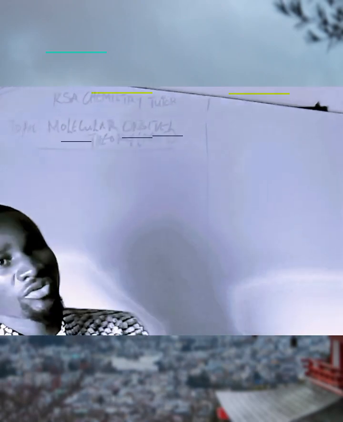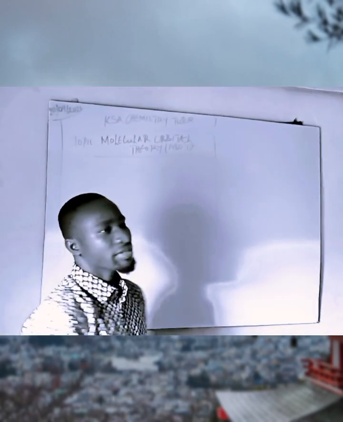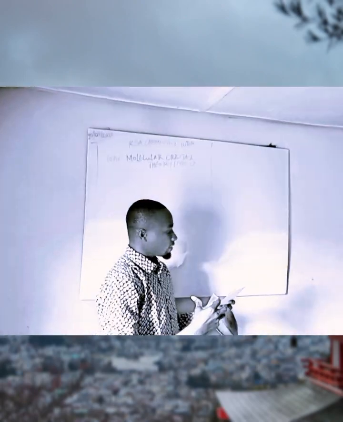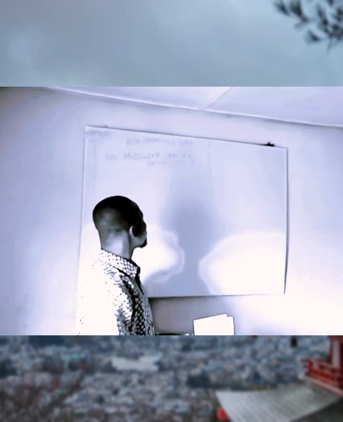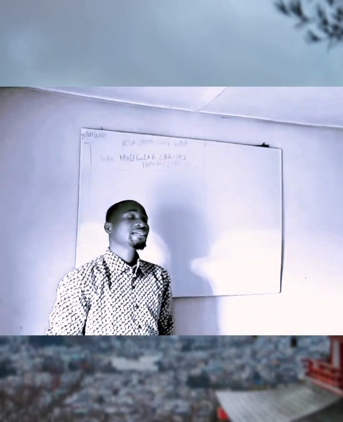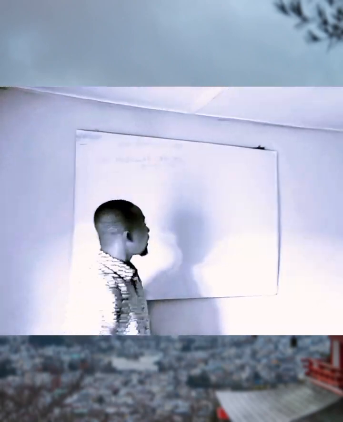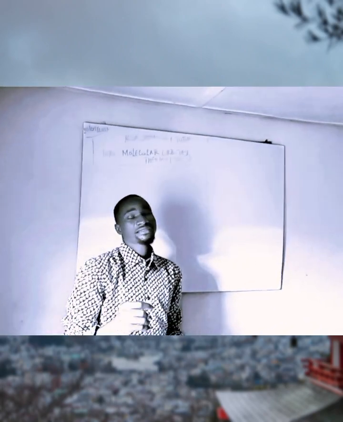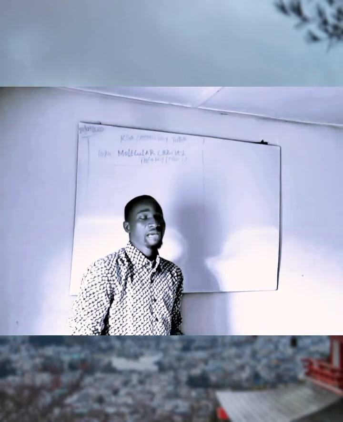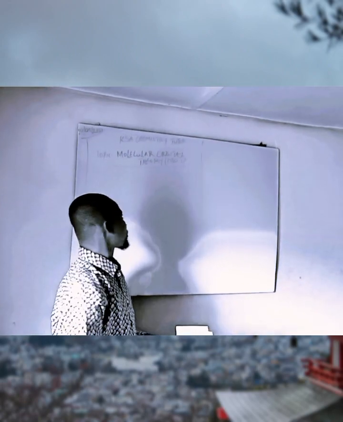Today's topic is molecular orbital theory, MOT. In molecular orbital theory, we use this course to determine the strength of a molecule, whether a molecule is paramagnetic or diamagnetic, that is to determine the magnetism of a molecule, and also to know whether a molecule exists or not, that is whether a molecule is stable or unstable.